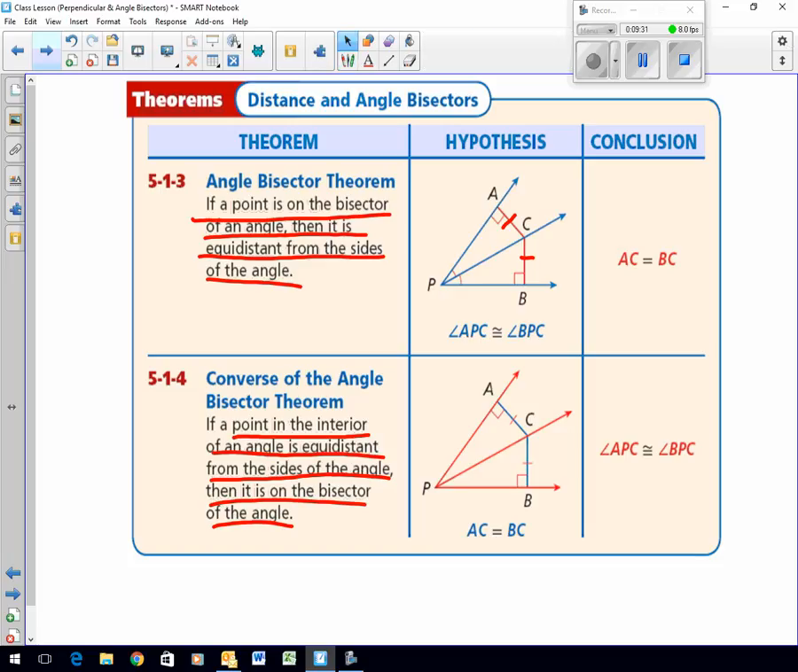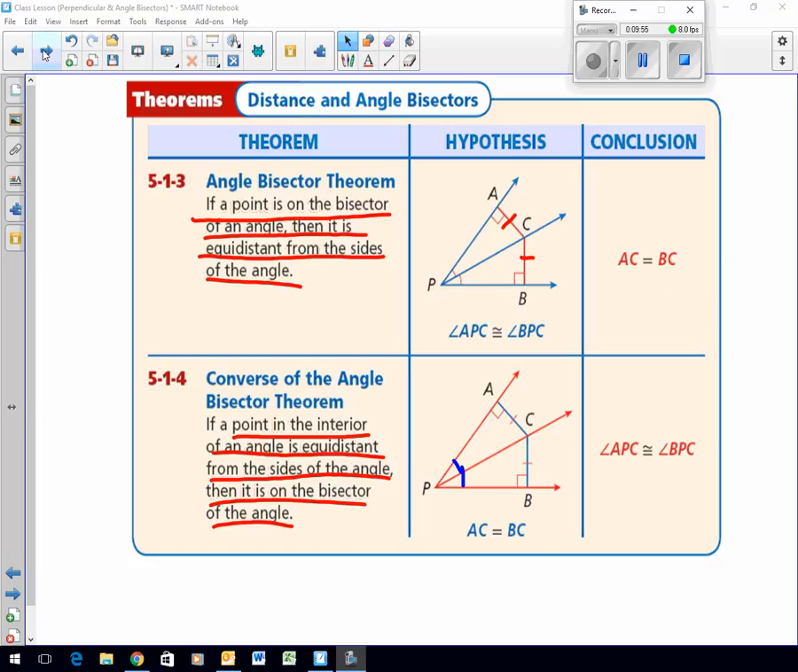My converse tells me the same thing the other way around. If CA is congruent to CB, then PC is the angle bisector. So APC would be congruent to BPC. All right, guys, let's move on.